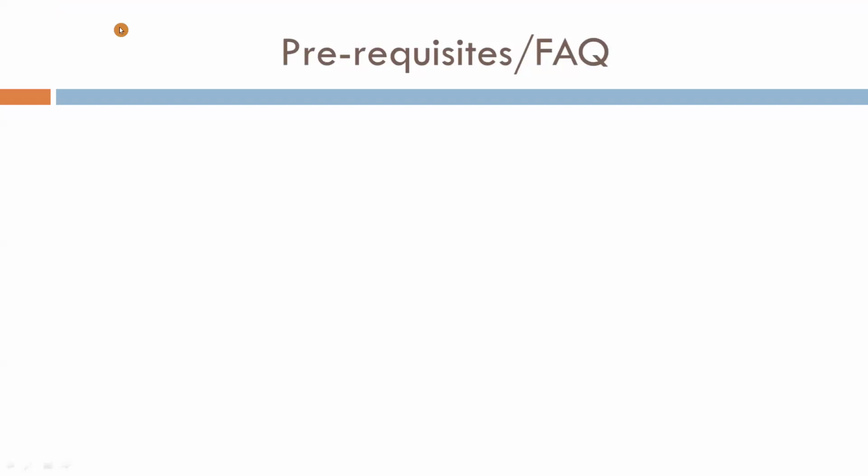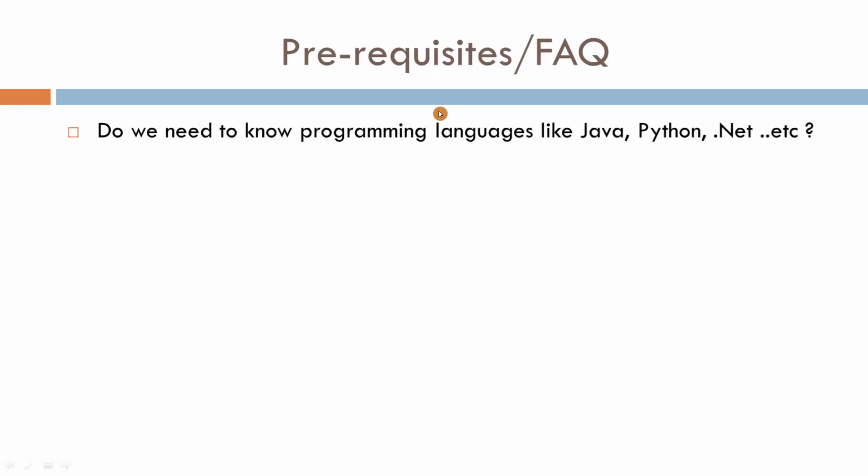Before going to learn Snowflake, there are frequently asked questions from my previous batches, and prerequisites. You may get a doubt: do I need to learn any technology before this course? Let's see one by one. Do we need to know programming languages like Java, Python, and .NET? Definitely no. If you already know any of these languages, that is good. If you know Java or Python, you can definitely learn this, but if you don't know them also, you can learn this course.